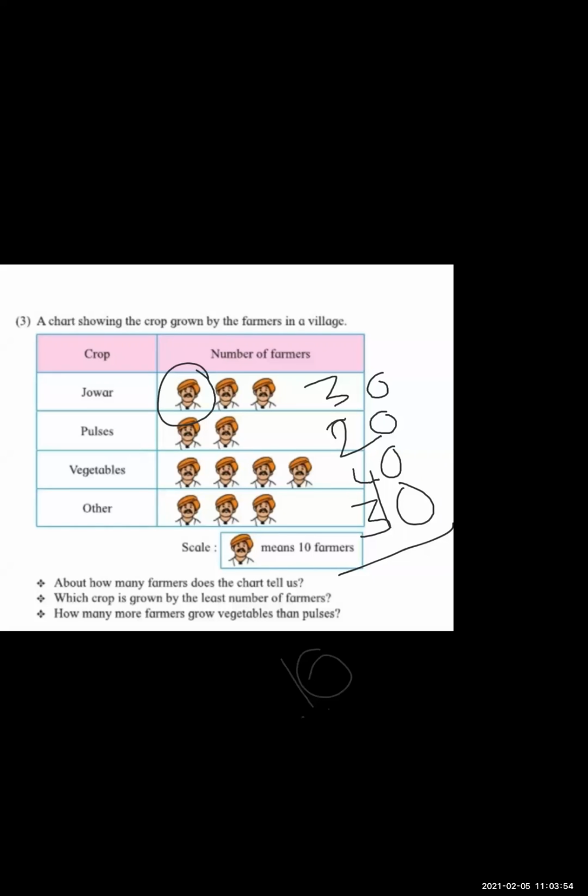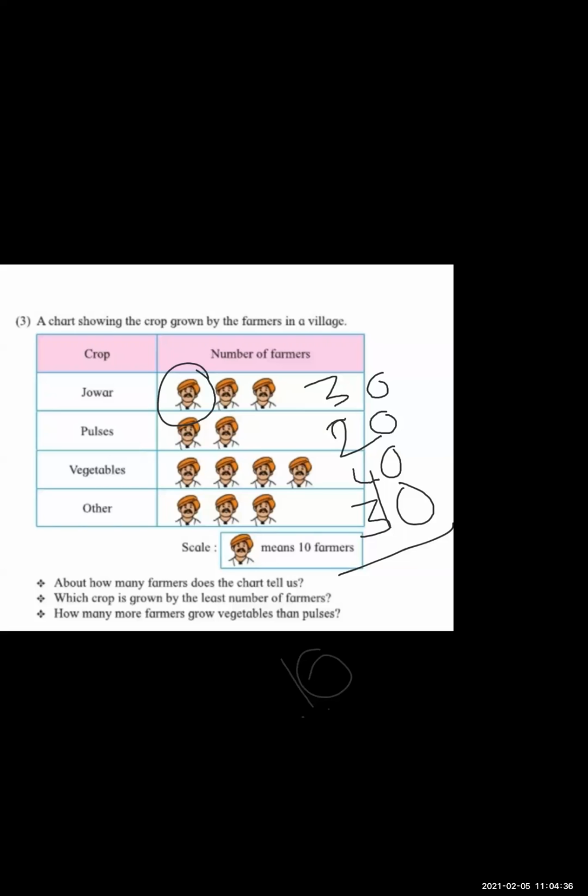Which crop is grown by the least number of farmers? You have to identify in which column there are the fewest farmers. You want to identify the crop. Don't give the number. Which crop is grown by the least number of farmers? Very good. Which crop is there? That is pulses. Very good. In the pulses column, how many farmers are there in total?